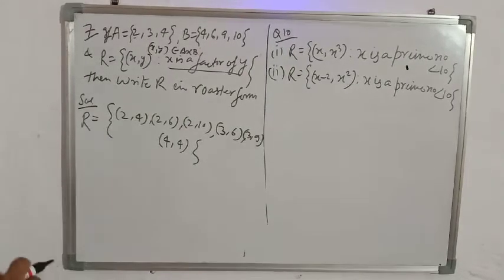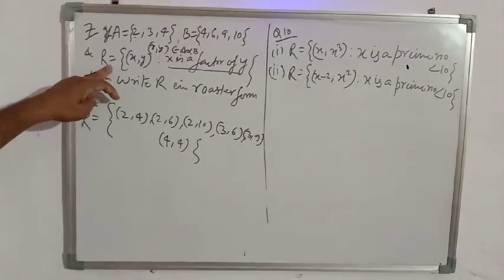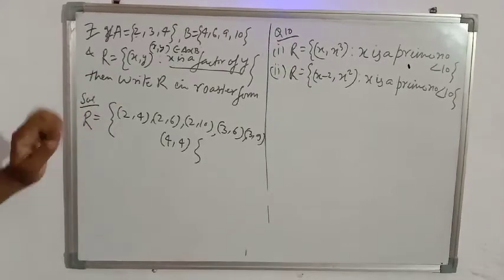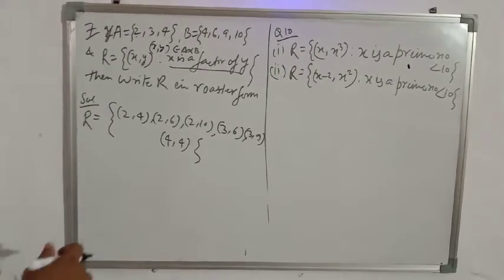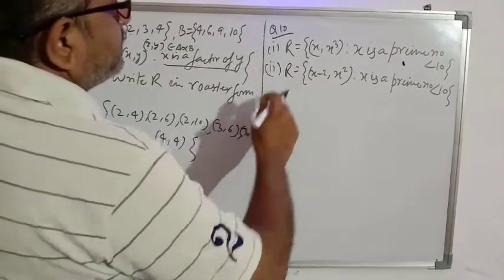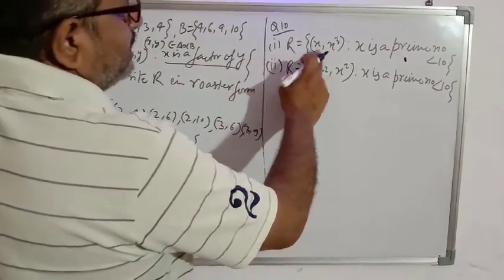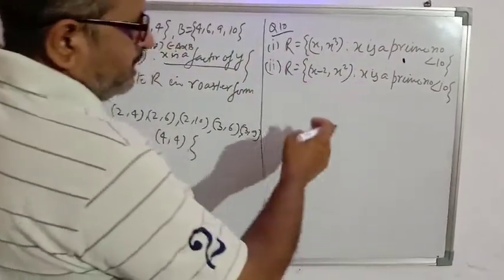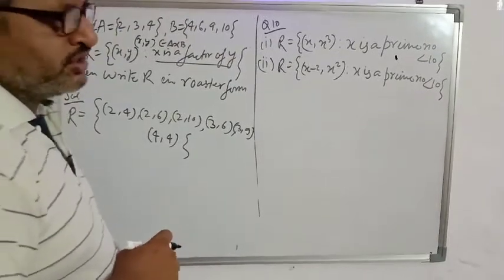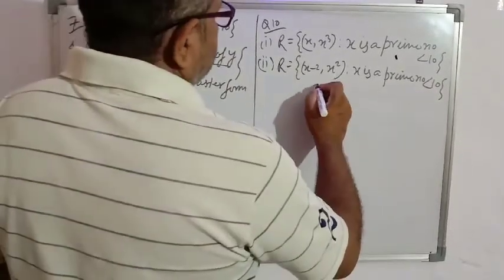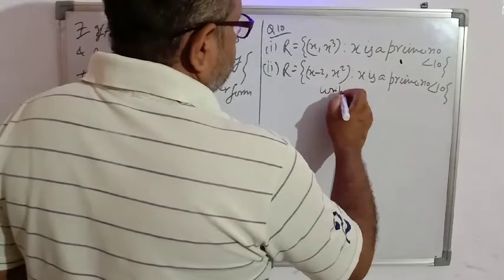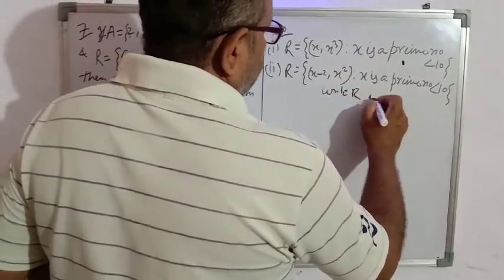This is the answer. It was given in set builder form, and we have to represent it in roster form. See question number 10. Relation set R is given in set builder form. We have to write it in roster form. Write R in roster form.